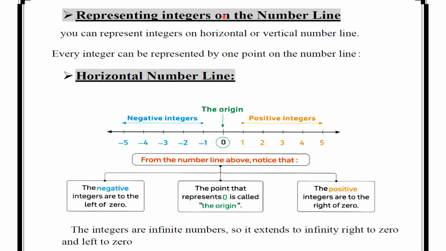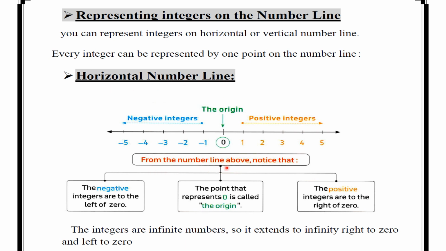Representing integers on the number line. You can represent integers on a horizontal or vertical number line. Every integer can be represented by one point on the number line. Number 1, the horizontal number line.